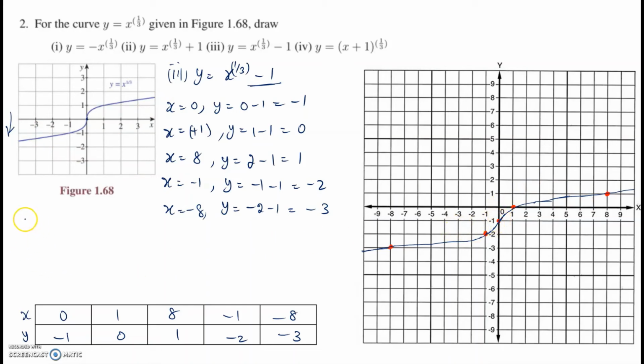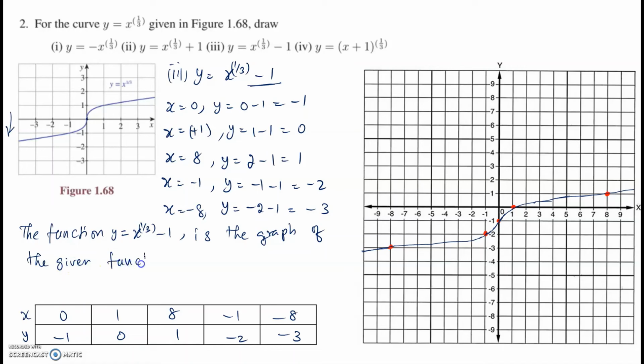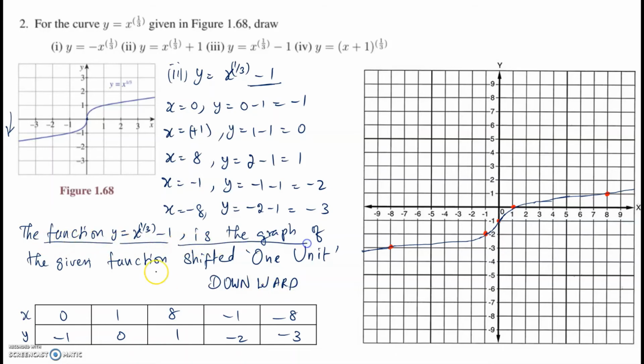So in conclusion, the function y is equal to x power 1 by 3 minus 1 is the graph of the given function shifted 1 unit downward. That's the conclusion.